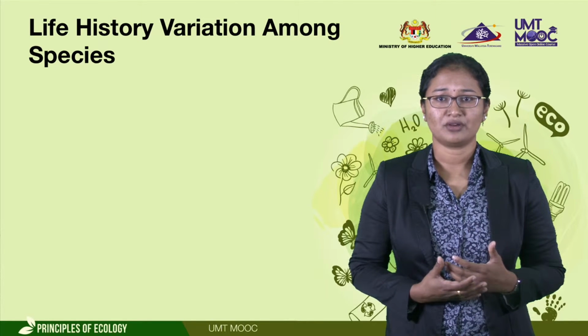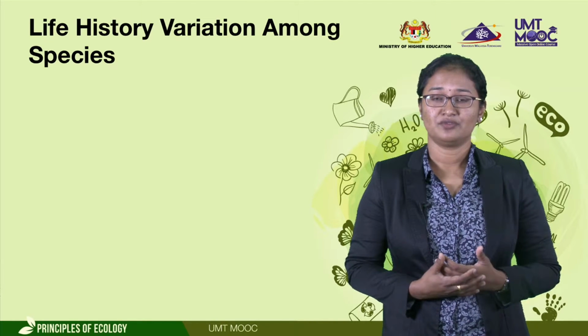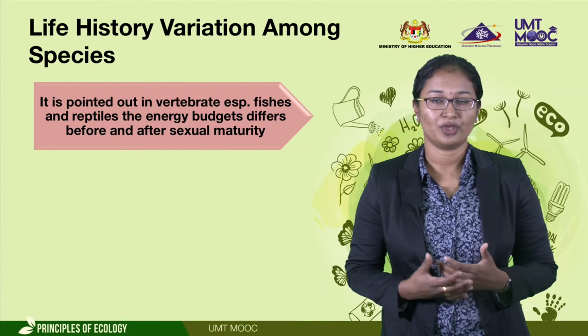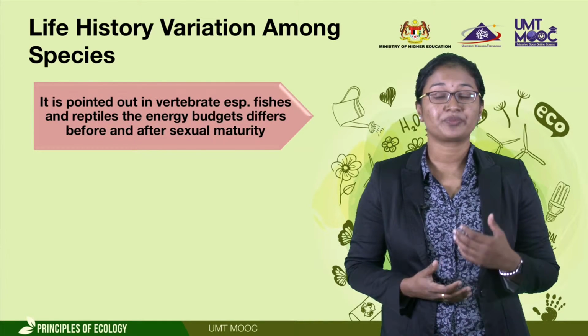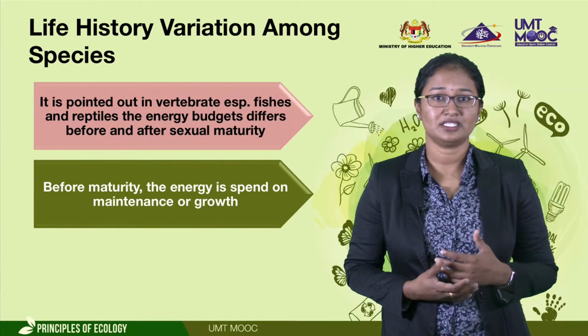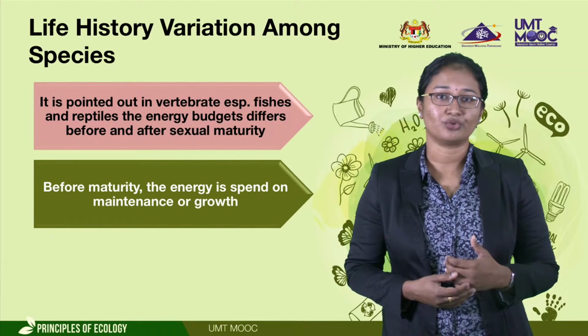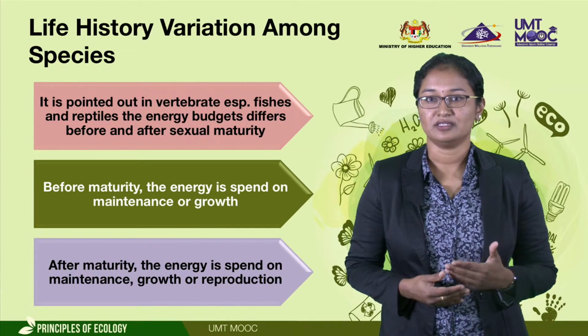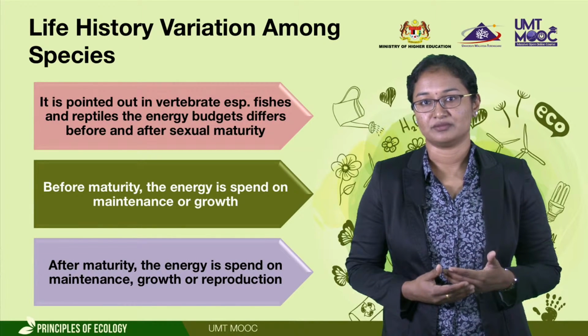It is pointed out that in vertebrates, especially fishes and reptiles, the energy budget differs before and after sexual maturity. Before maturity, the energy is spent on maintenance or growth. After maturity, the energy is spent on maintenance, growth or reproduction.